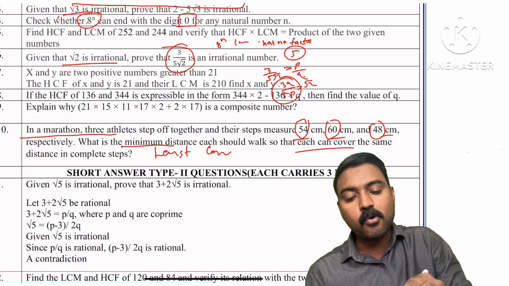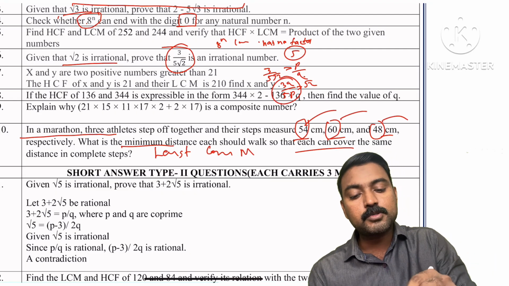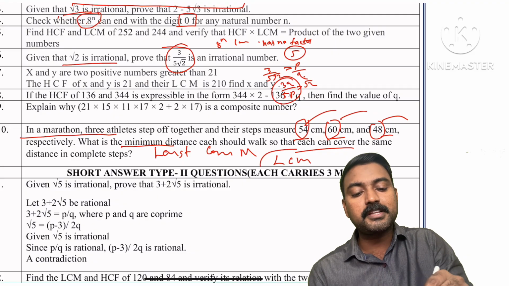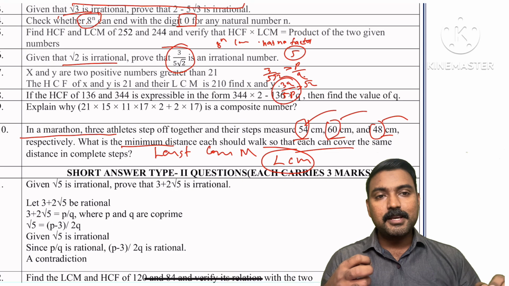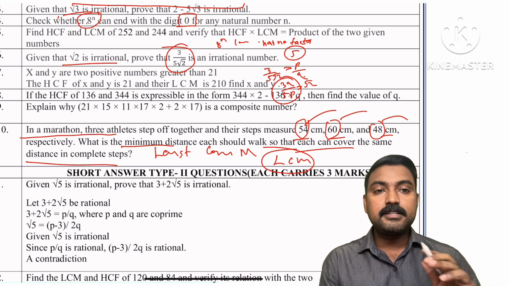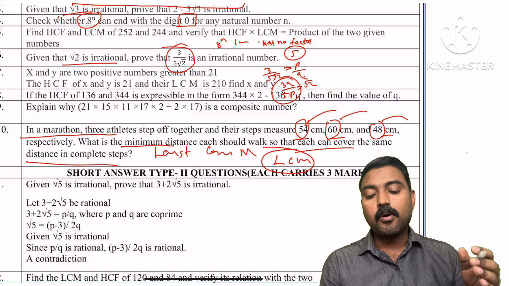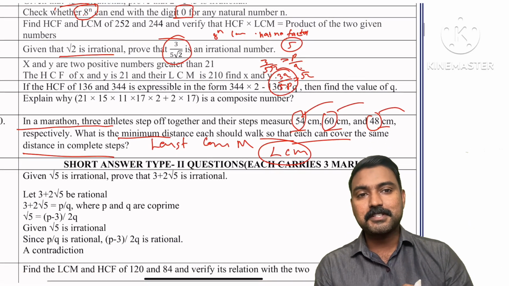So least common. Whenever they are covering each step, multiples are coming. So least common multiple. We need to find the LCM for this question. When you find the LCM, you may get the least distance they cover each one to reach the same common point. So this is one of the important types of questions we can expect from the chapter Real Numbers.